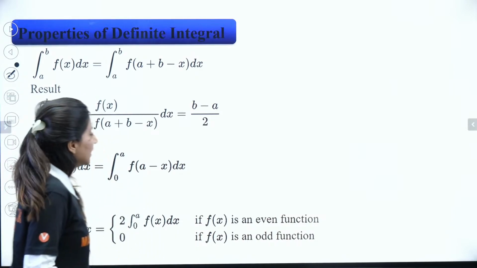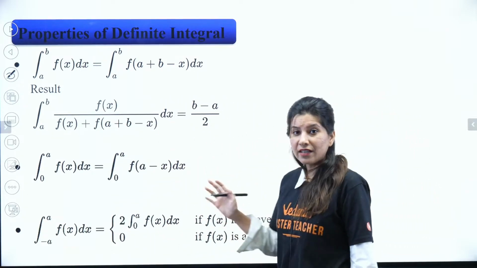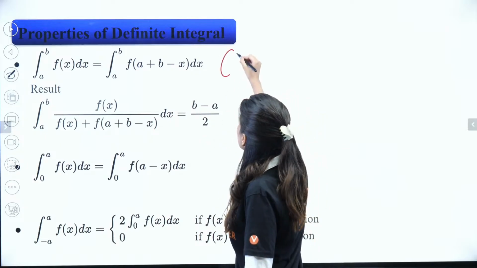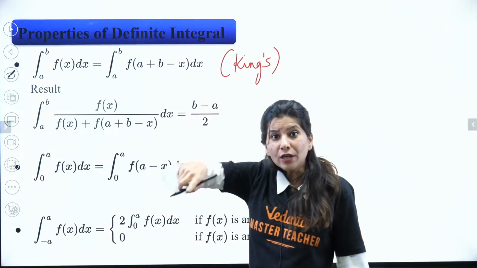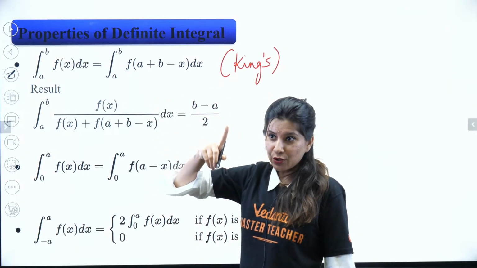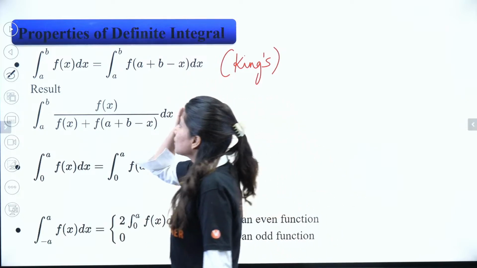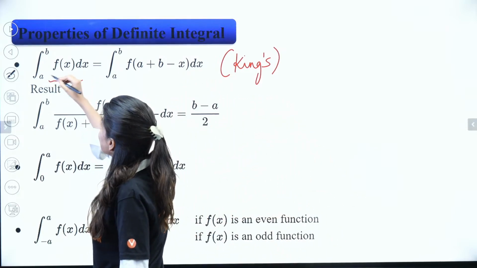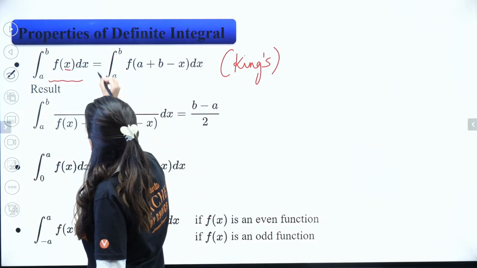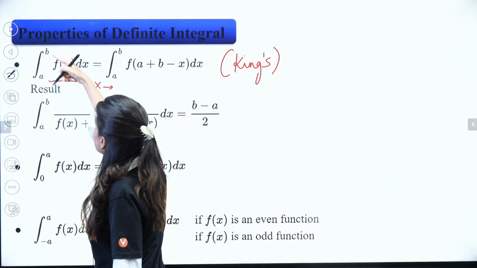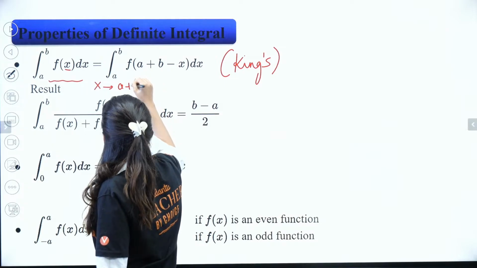100%, absolutely. Now properties of definite integration, very important. One more property is King's property. This we have studied in JEE Main as well, and we have studied shortcut related to this property as well. Do you remember that shortcut? So first of all, let's understand what is the King's property. So King's property says, suppose you have this integration a to b fx dx, right? Now this x will get replaced by upper limit plus lower limit minus x.